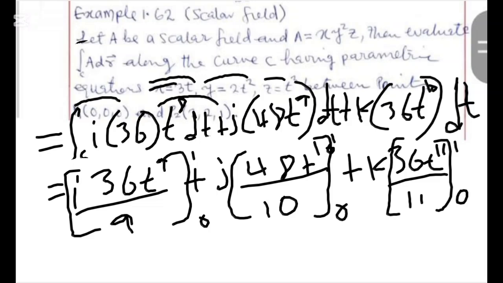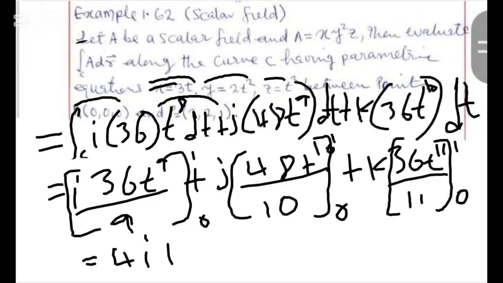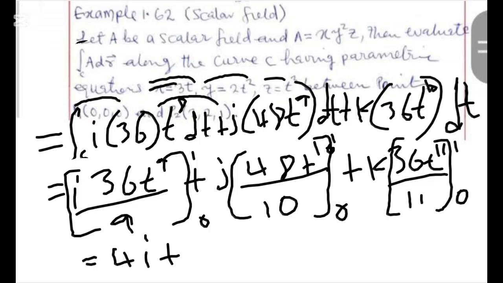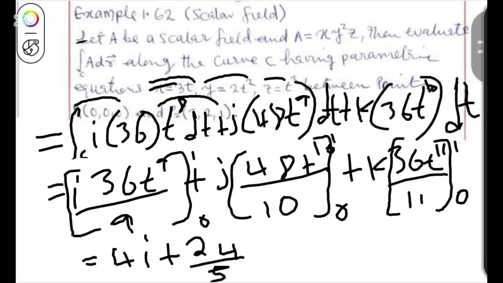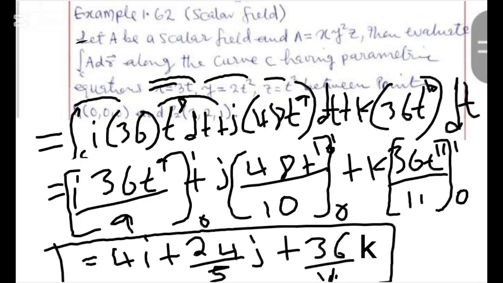If I insert 1, it is the same thing as 36 over 9 here, 48 over 10 here, 36 over 11 here. So 36 over 9, this is the same thing as 4i plus 48 over 10, 2 here, 24, 2 here, 5. So 24 by 5j plus 36 by 11k. So this is what? This is the final solution to this question. Sorry, this is 36 by 11.